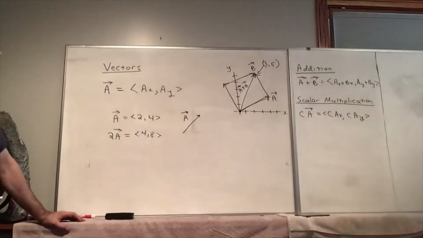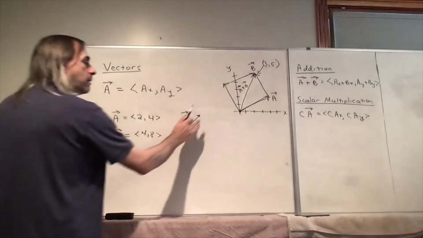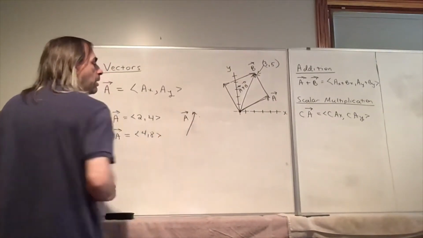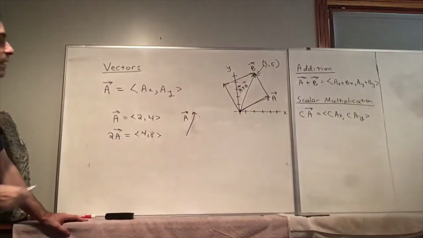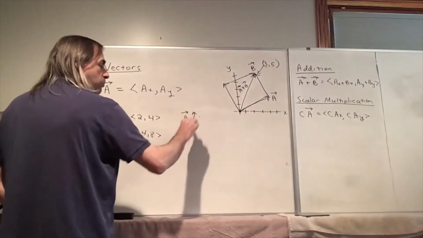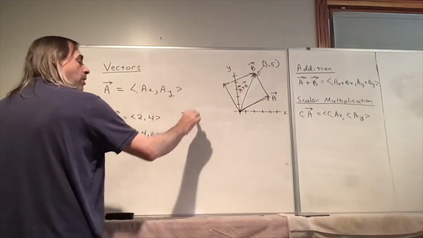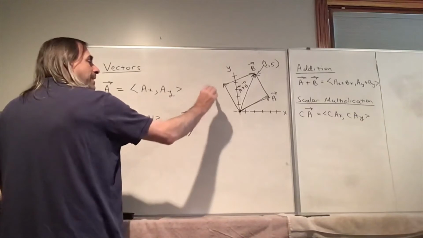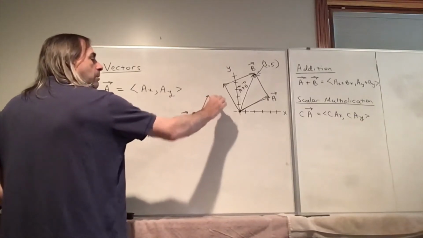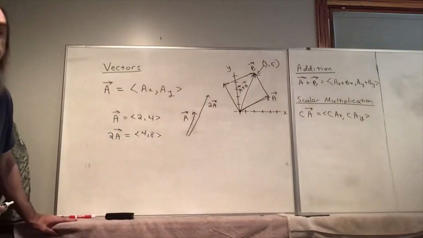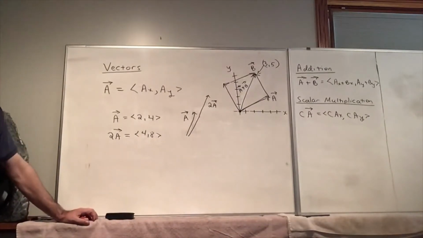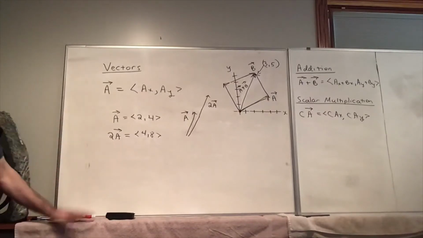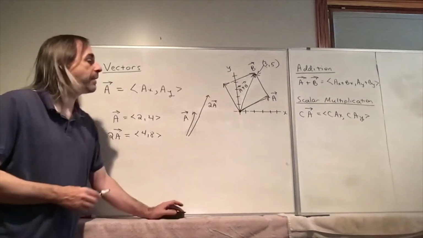So that's vector A. Should make it a little steeper. Okay, now vector 2A, that's going to go twice as far in the x and twice as far in the y direction. So vector 2A is going to point in the same direction, but it's going to be twice as long. So basically, if you multiply a vector by a scalar, you're not changing the direction, you're just changing the length. There is an exception to that, though.